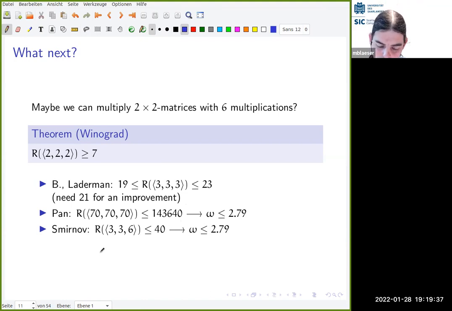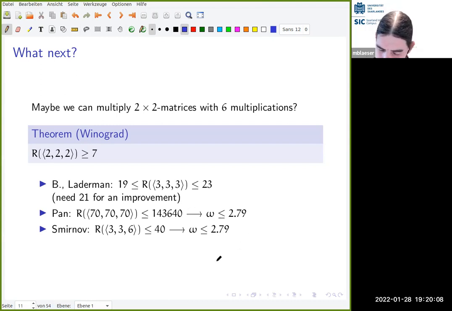The best that I'm aware of is a result by Smirnov, who is able to multiply 3 by 3 with 3 by 6 matrices with 40 multiplications. And if you plug this into the bound, we get roughly the same upper bound as Pan. I'm always suppressing further digits, right? None of these numbers here is a rational number. They all have lots of digits. Okay, good. So that does not work.